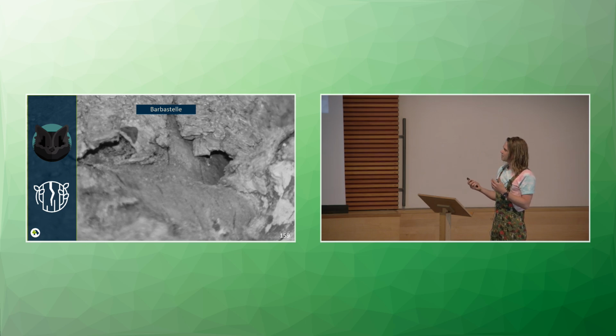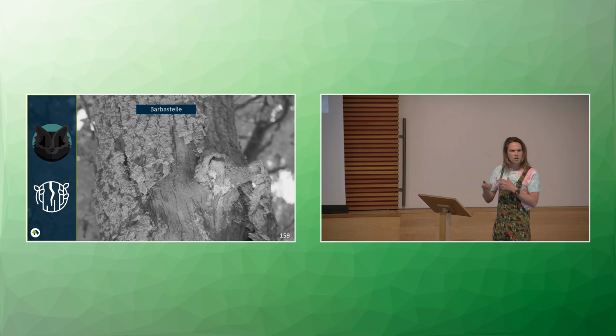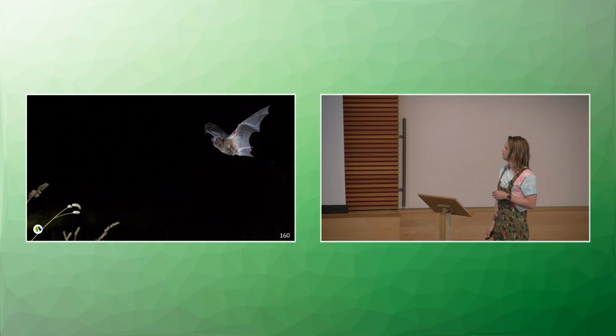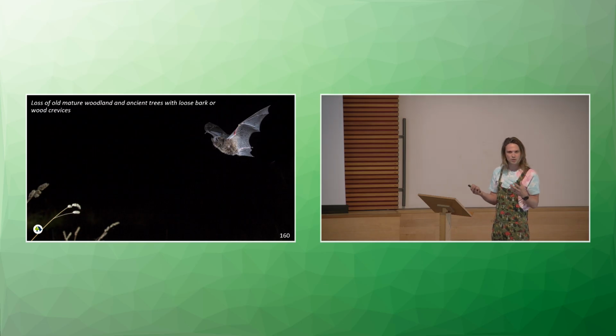And it's an interesting life strategy, this, because of all of the features that bats use in trees, this is one of the shortest lived. Now, no tree roost is going to last forever, but these may only last a few years. And this is recognized by the IUCN, the International Union for the Conservation of Nature, that talks about the loss of mature trees, in particular bark, as being a particular threat to this species.